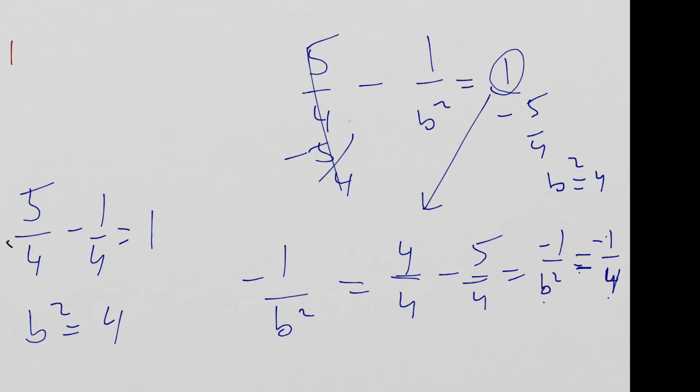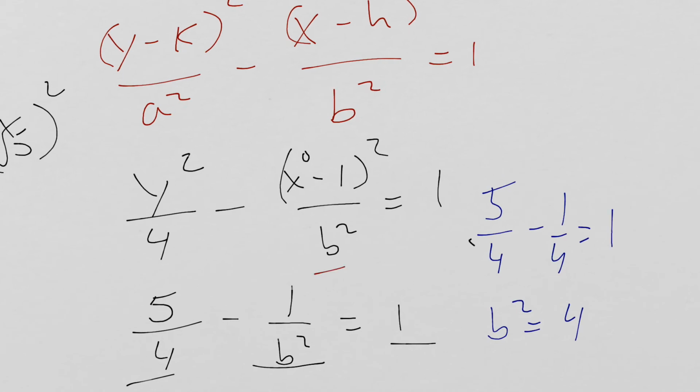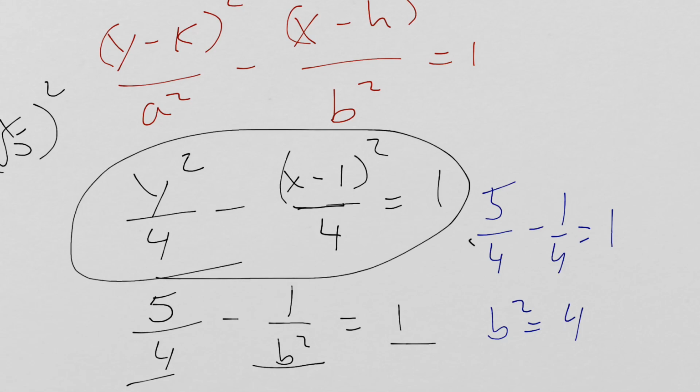Another thing you could do is baseball. Take negative 1 times 4, divided by negative 1, negative 4 over negative 1, b squared. All of these equal 4. B squared equals 4. So I can put that into this part of the equation right here. That's what I'm going to do. B squared is 4. Get rid of that 0 there. Here's your answer. Y squared over 4 minus x minus 1 squared in parentheses over 4.